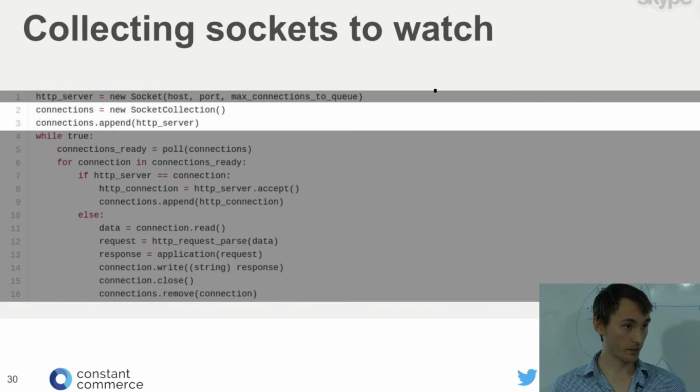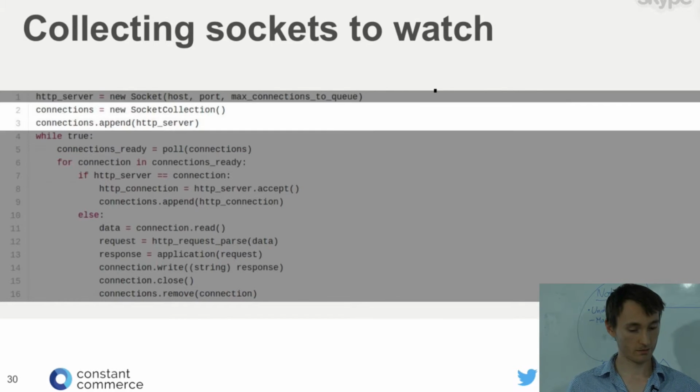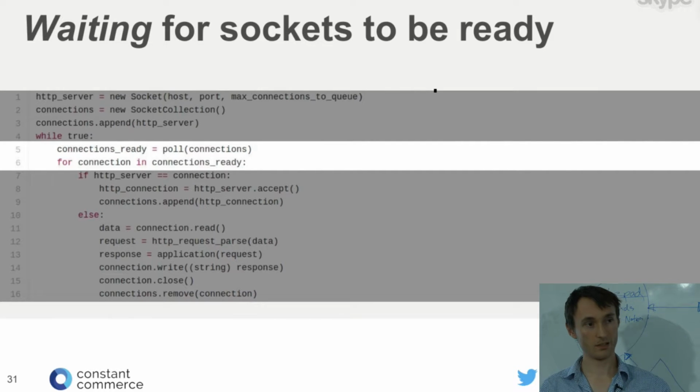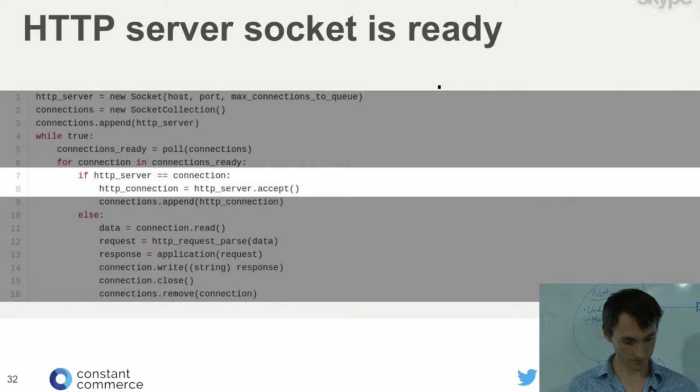Again, we create a new socket, just like before, except this time we put it in a collection of sockets. The first socket is our HTTP server. So we start it, we put it in the collection. Then we start our infinite loop, and we give it to poll. It's going to wait on this HTTP server socket, and it's going to block until there's a client available for you.